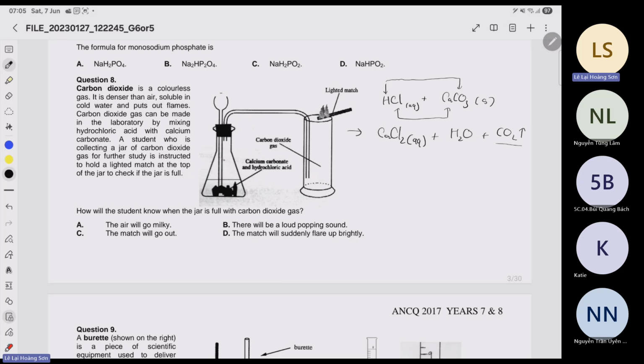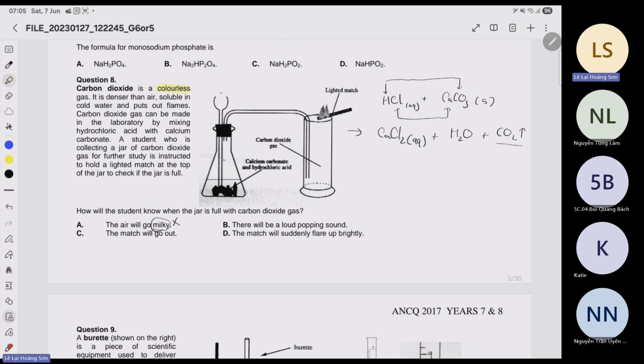How will the student know when the jar is full of carbon dioxide? The air will go milky. There will be a loud popping sound. The match will go out, and the match will suddenly flare up brightly. Okay, the air will go milky. This is incorrect. It only goes milky when you form something else, not carbon dioxide, because according to the information that you have, it's a colorless gas.